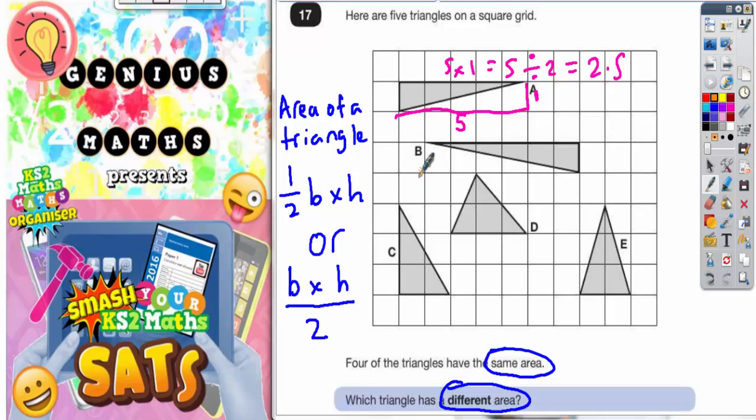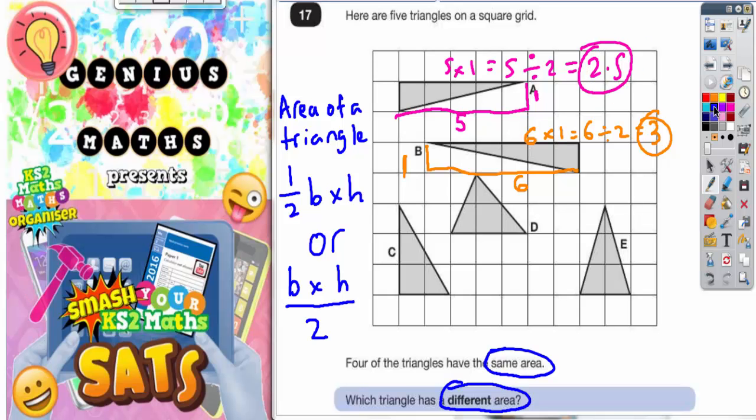Triangle B, well, again we'll turn it into a rectangle, and this time the base would be 1, 2, 3, 4, 5, 6 squares. So we've got 6 along the bottom, and the height is 1 square. So this would be 6 times 1, which is 6. But then you've got to remember to divide it by 2 to get the grey triangle. 6 divided by 2 is 3. So the area of triangle B is 3. Let's make these answers a bit clearer by putting circles around them.